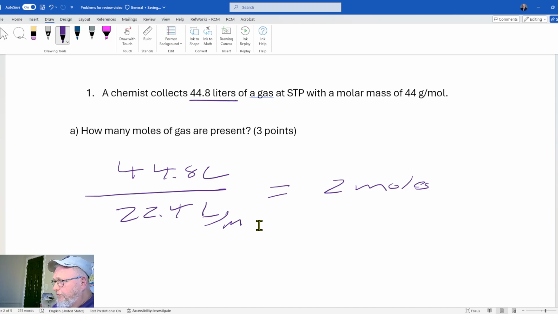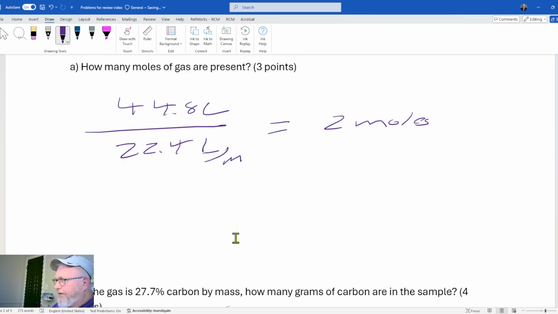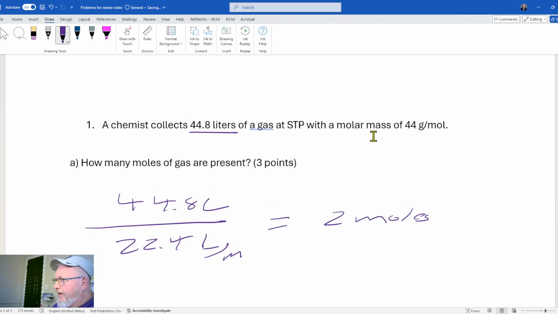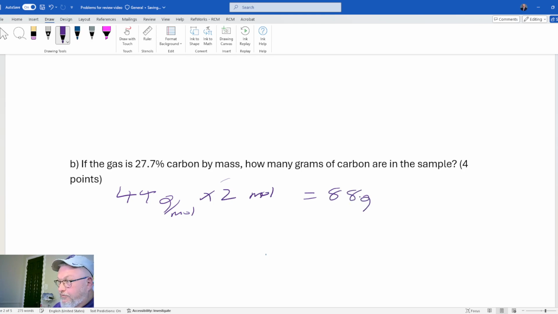Okay, cool. If the gas is 27% carbon by mass, how many grams of carbon are in the sample? Well, I've got 2 moles, and it told me here that the molar mass for 1 mole is 44 grams. So 44 times 2 would give me the mass of the sample, 44 grams per mole times 2 moles. That's going to be 88 grams. That's what it's supposed to be.